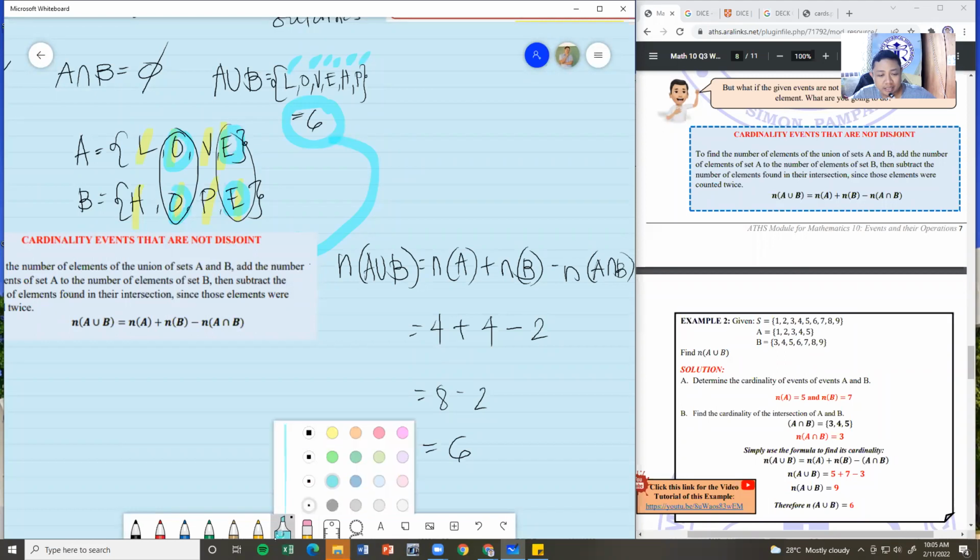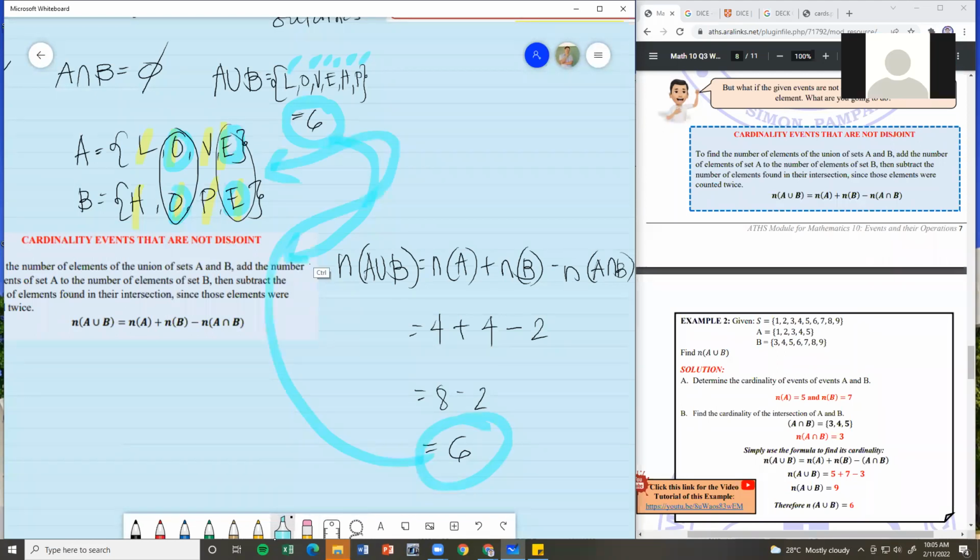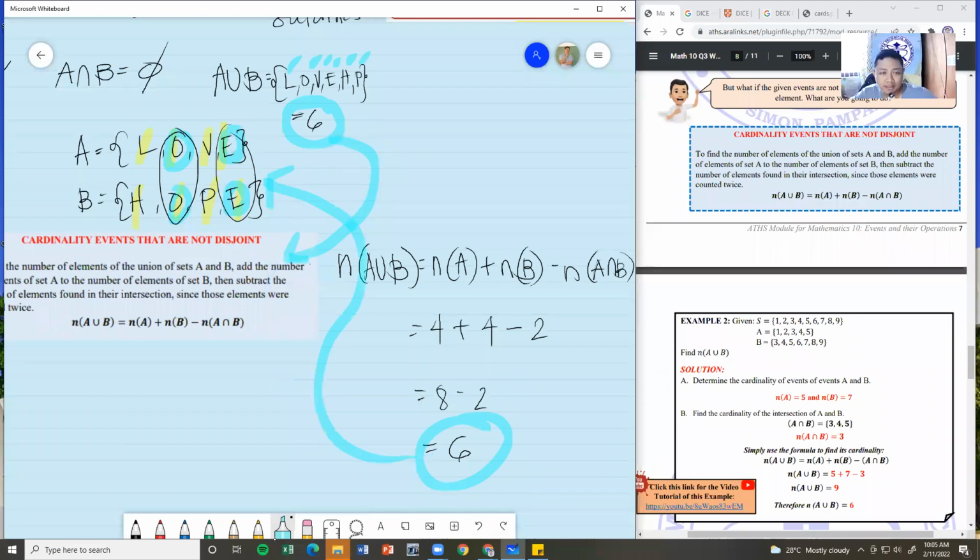This is actually just a long method of what we did here. Again, this is just a long method of what we did here. So showing you that when there are common elements in the two sets, better count them as one only, kasi mauulit lang sila. And that's what we call cardinality of events that are not disjoint.